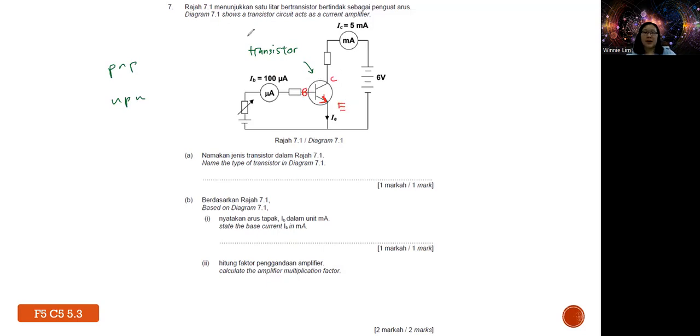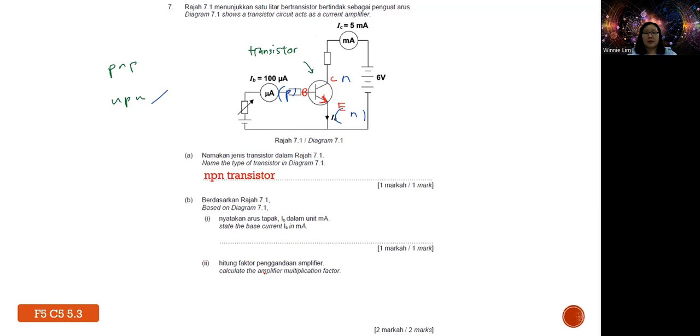Then next, how does the current flow? Current always flows from the positive terminal to the negative terminal, correct? So the base is actually different from the other 2 sides. Hence this is an NPN transistor.